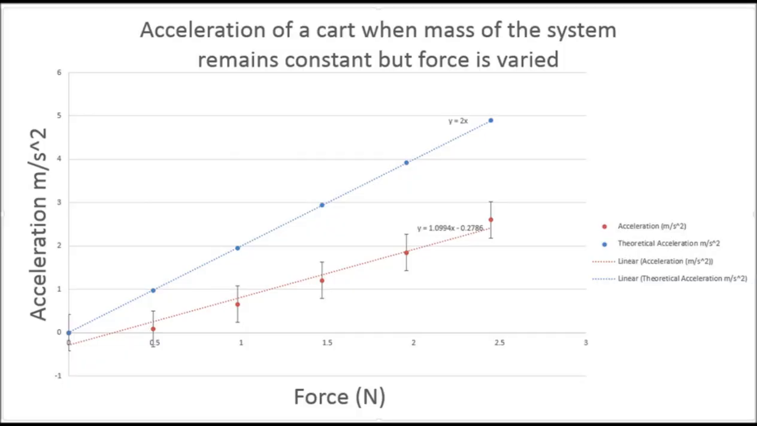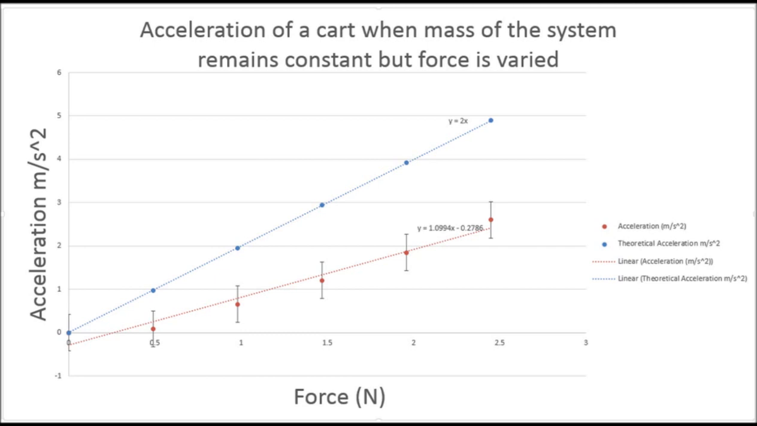As you can see from the graph, clearly this data supports our claim, because as the force increases, the acceleration increases, and as the force decreases, the acceleration decreases. This proves that the acceleration of a cart, when the mass of a system remains constant but force is varied, is directly proportional to the force. This is shown in both the theoretical data and the experimental data.